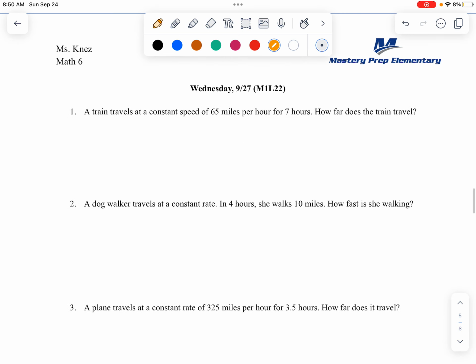On Wednesday, we worked on problems involving rate, distance, and time because they're slightly different types of questions. In question 1, it says a train travels at a constant speed of 65 miles per hour for 7 hours. So we need to find out how far the train travels. I always want to label this unit rate when it's given to me because I don't want to accidentally start dividing to find the unit rate if that's not what's being asked in the question. In this question, I know that for every 1 hour, I go 65 miles. And I'm going to be doing that for 7 hours in a row.